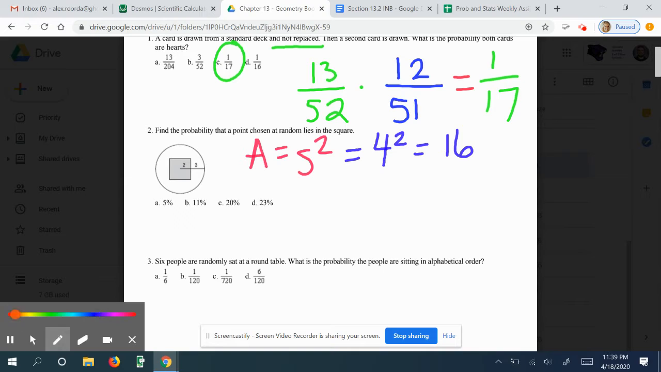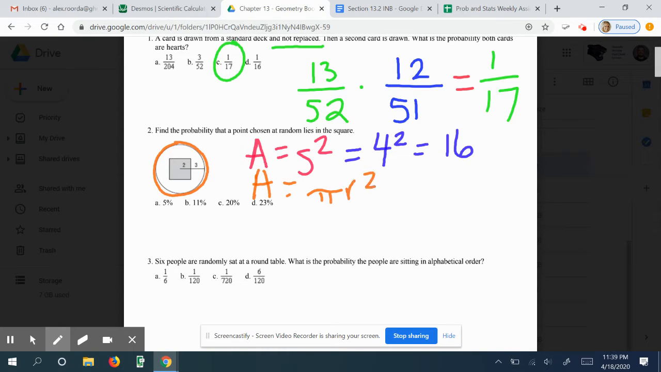Now I'm asked to find the area of the circle, right? And maybe you forgot how to find the area of a circle, and that's okay. It's pi r squared. This would be something you're probably going to want to know for your test. So we're going to say that it's pi times r squared, and r is the radius. Now if half of the circle is 2, and then all the way out to the end is 3, that's a total of 5 units.